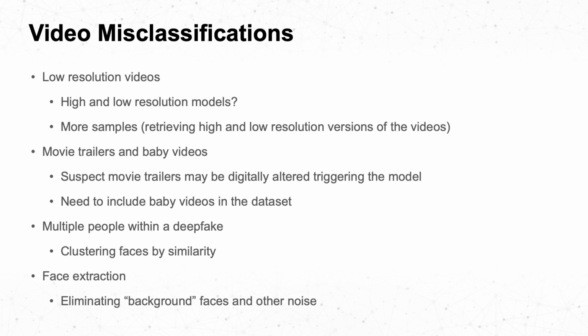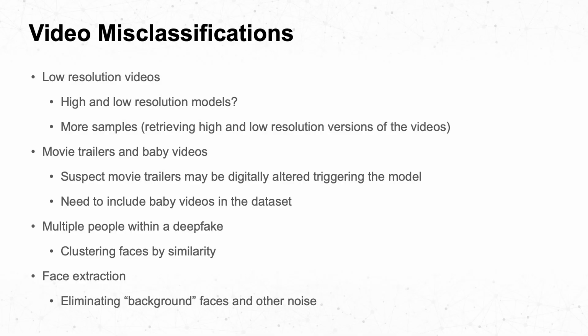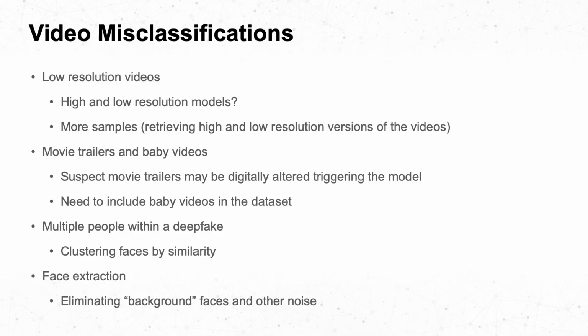Another issue, and this just shows you that when you start running models out in the wild, you never know what to expect, is that the model was continually misclassifying movie trailers and baby videos. I suspect actually that movie trailers are digitally altered, which the model is picking up on, and because of this, the model is classifying movie trailers as deepfakes. One of the things I really did not expect, but obviously quite a few people post videos of their babies onto content hosting platforms. I only included one baby video within the training set, and because of that, the model was really unable to determine one way or another what to do with baby faces. So moving forward, I need to make sure that I do include examples of baby faces within the data set.